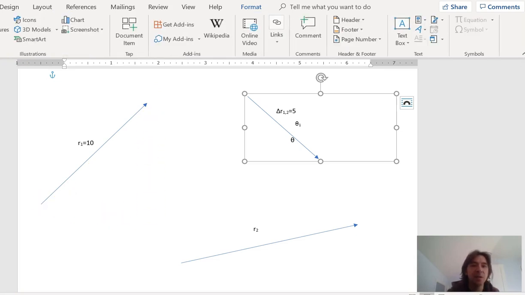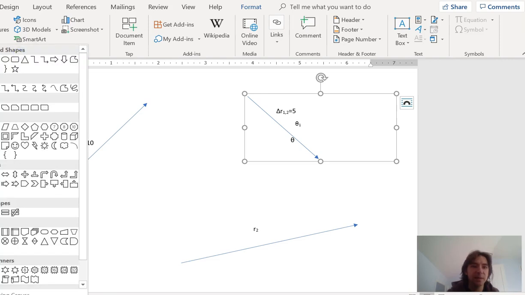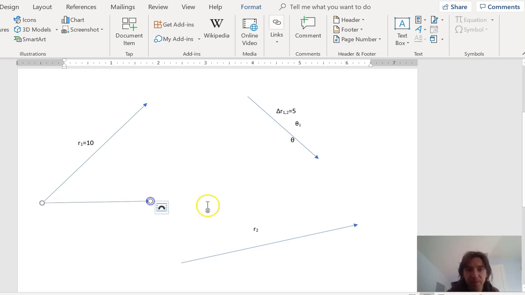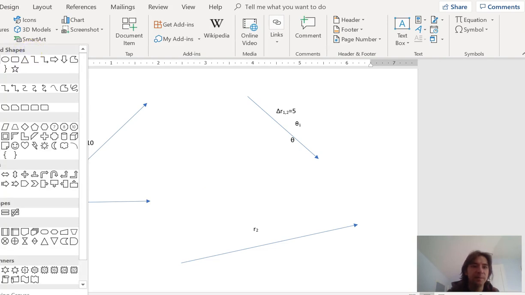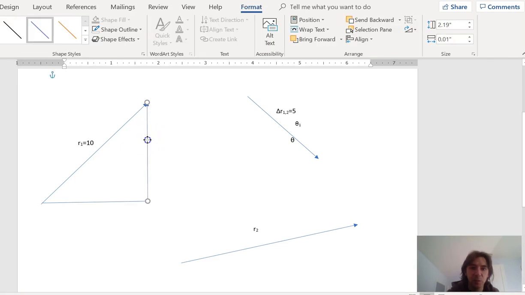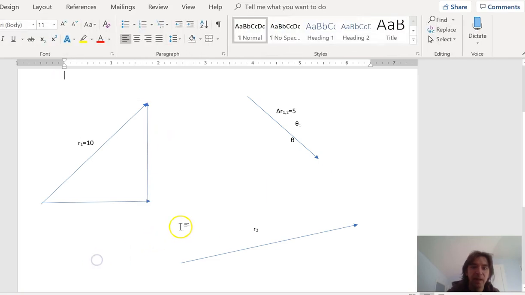So I'm going to draw some new arrows. Think about starting here and going straight over until I get right underneath the tip. And then I'll draw one more, starting here and going straight up until I get to the tip, and I'll scooch that over. All right. So now we made a triangle. What are these things? So this is R1.